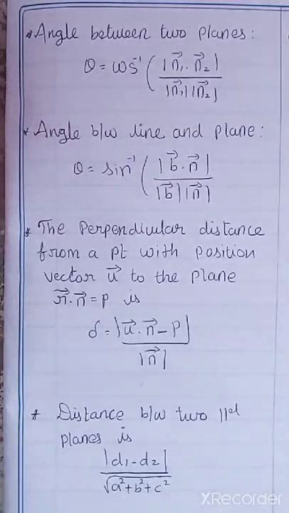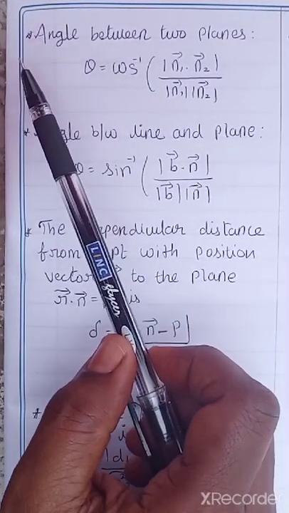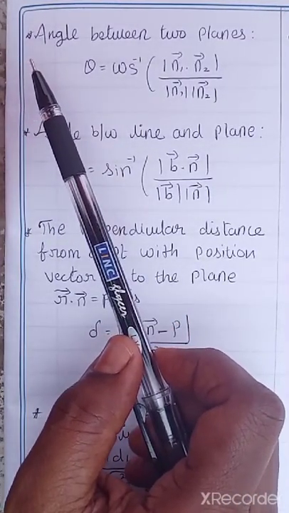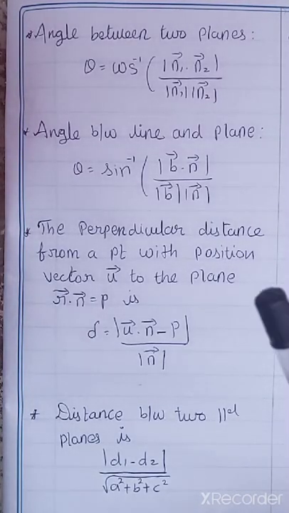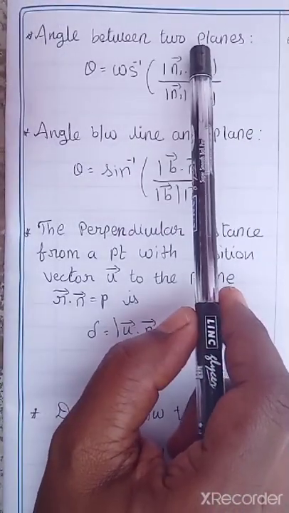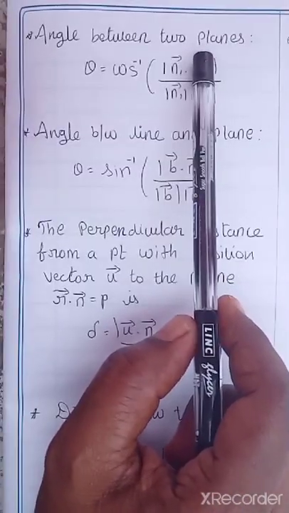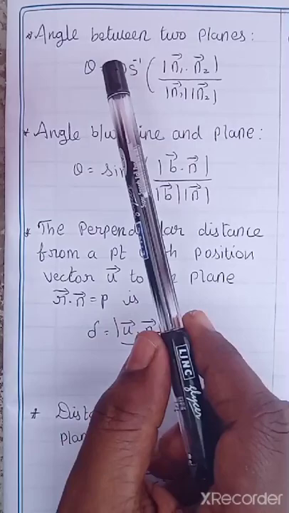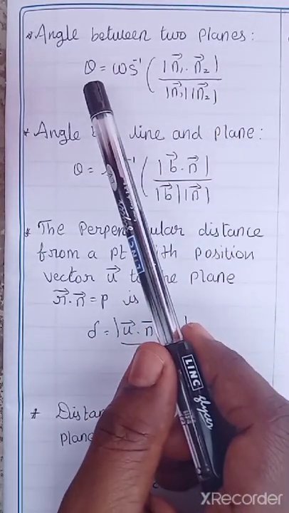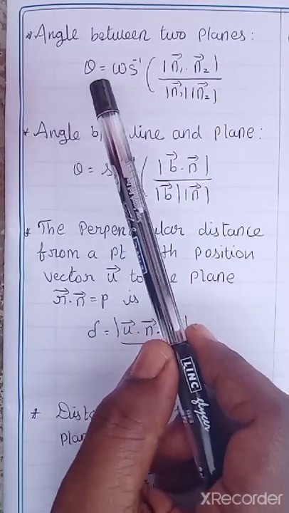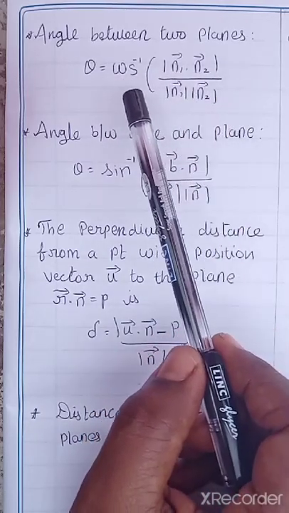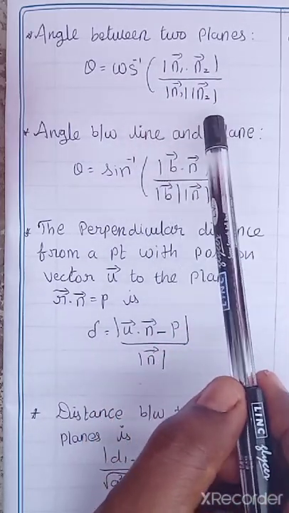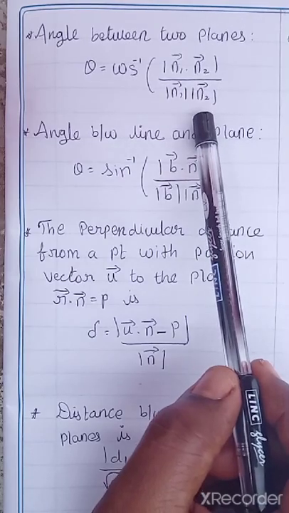And next is your finding angle and distance. Next exercise is your finding angle and distance. So your first one is angle between two planes. This angle between two planes already we saw in your second exercise or third exercise, right? So angle between two planes is theta equal to cos inverse of mod n1 vector dot n2 vector by mod n1 vector mod n2 vector.